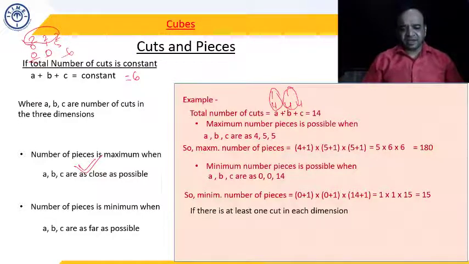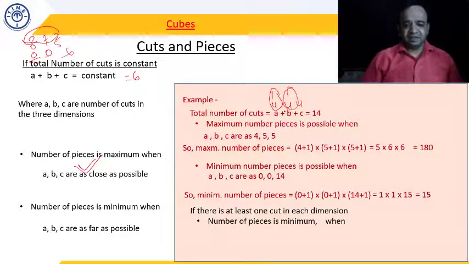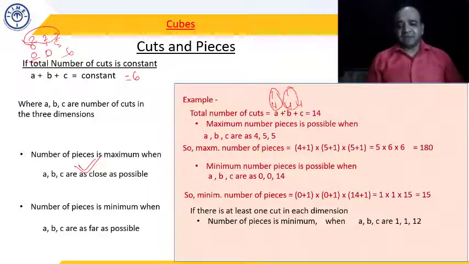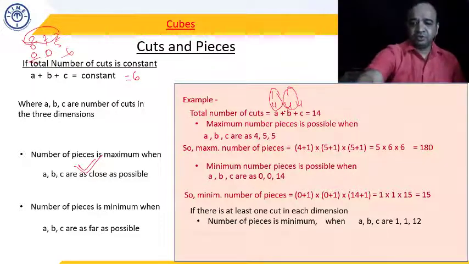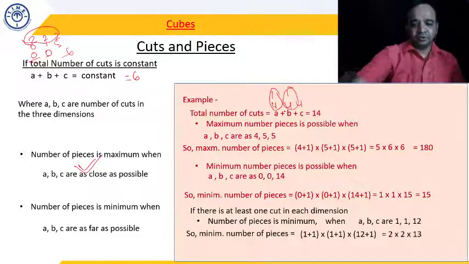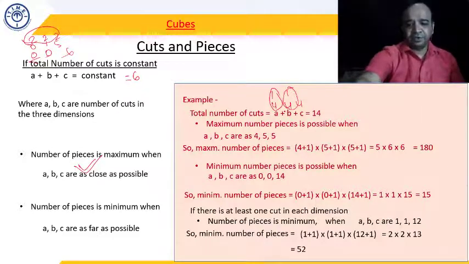Now to maximize the difference as far as possible, give 11 to exactly one of the dimensions. So the distribution will be like 1, 1 and 1 plus 11, that is 12. So that will satisfy when we assume A, B and C in the way of 1, 1 and 12. Now accordingly, the number of pieces will be 1 plus 1 into 1 plus 1 into 12 plus 1. That gives us 2 into 2 into 13, that is equal to 4 into 13, which is equal to 52 pieces.